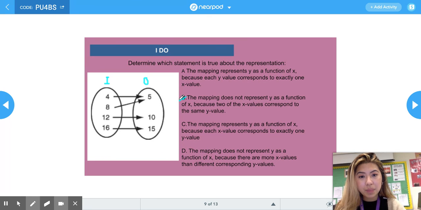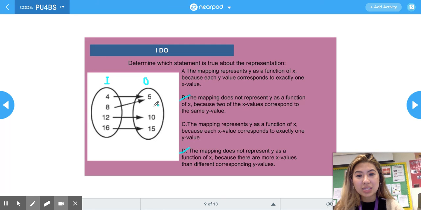So we're going to cross out B and we're going to cross out D. And then we have to read the reasonings as to why. For A, it says because each Y value corresponds to exactly one X value. And that's not true because, as you can see, the Y value is the same. So it's C, because each X value corresponds to exactly one Y value.